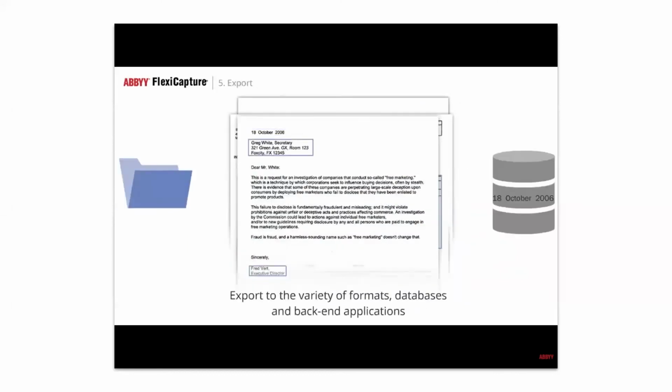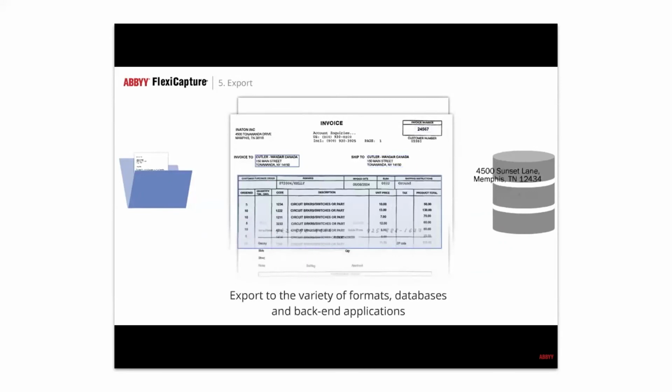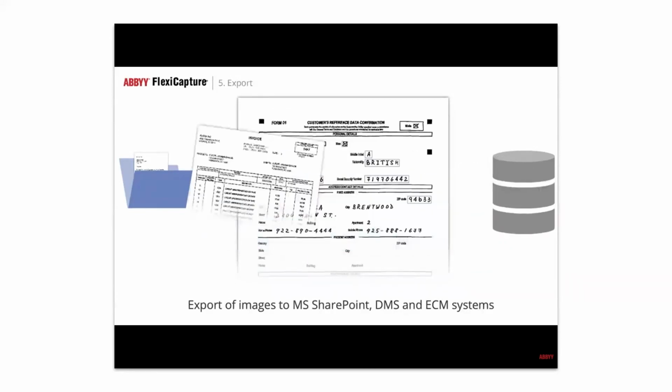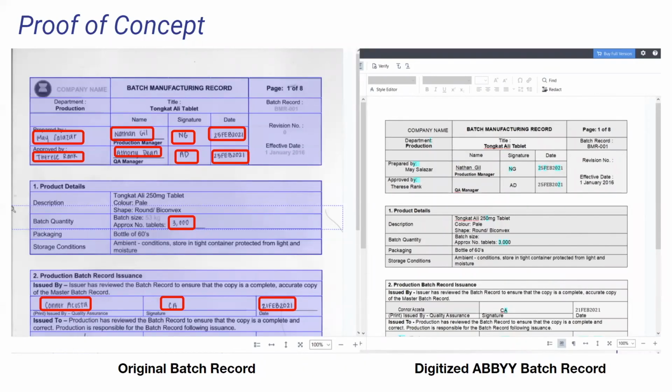Finally, data can be exported to databases, back-end systems, and various file formats. Images and full-text recognition results can be saved for archiving or exported to Microsoft SharePoint, Enterprise Content Management, or Document Management Systems. As shown in the video, ABBYY FlexiCapture has many capabilities that can be of use to improve quality and reduce manual data entry when digitizing paper-based documents.